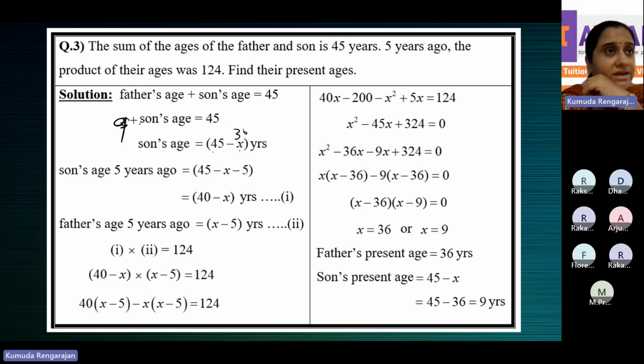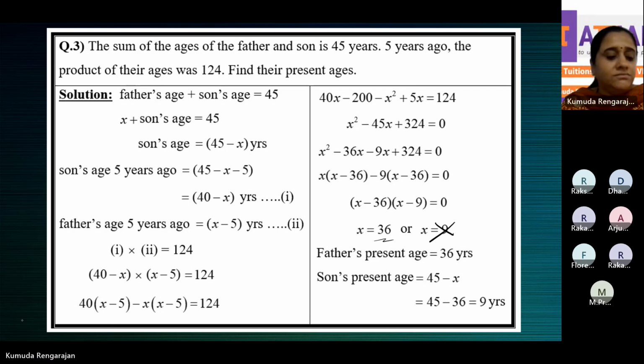But if you take x as 9, that means the father's age is 9 and the son's age is 45 minus 9, which is 36. And that's not possible. So we ignore x is equal to 9, and we go ahead with 36.